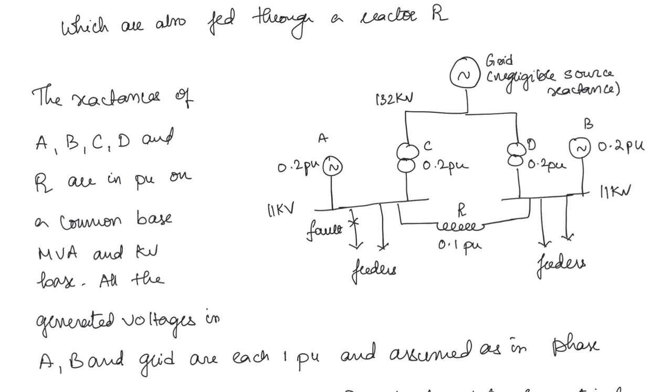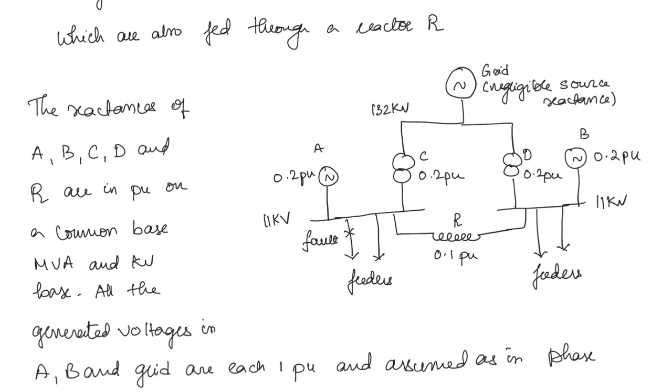So first we will study the power station layout that is given. This is the grid and it has a negligible source reactance. This is a transformer. C and D are transformers, from 132 kilovolt to this bus, which is at 11 kilovolt. This is also at 11 kilovolt. So both the transformers are voltage step down transformers, and they have the same reactances as well.